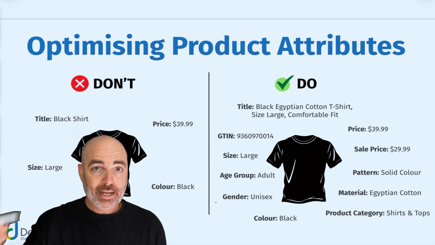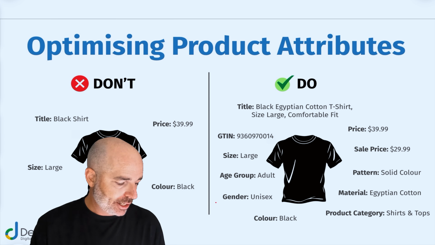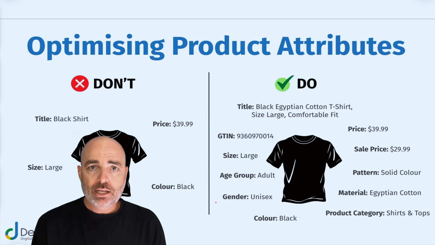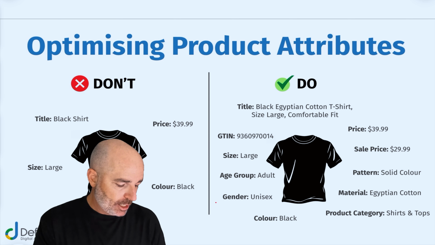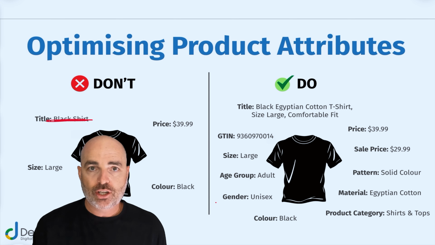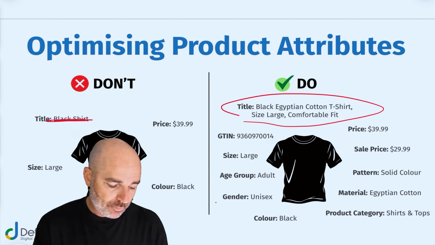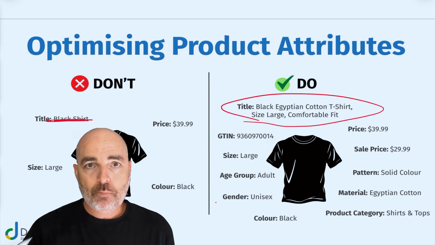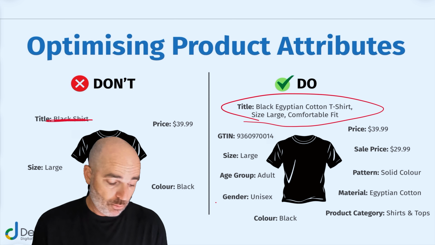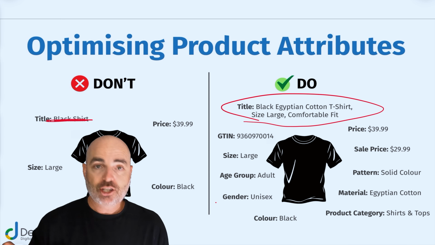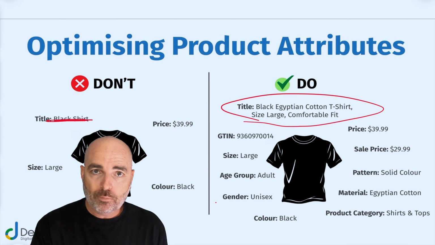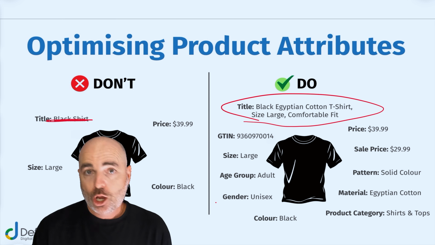When it appears on the shopping network, the targeting is done inside of your product titles. For that reason, you really want to make sure that you don't go down the path of just having a really generic product title like black shirt. You want to make sure that you're adding in extra information so that Google can see as much information as possible. You can see here, we use the example of a black Egyptian cotton t-shirt, size large, comfortable fit. That's giving a lot more information to Google about what your product is.